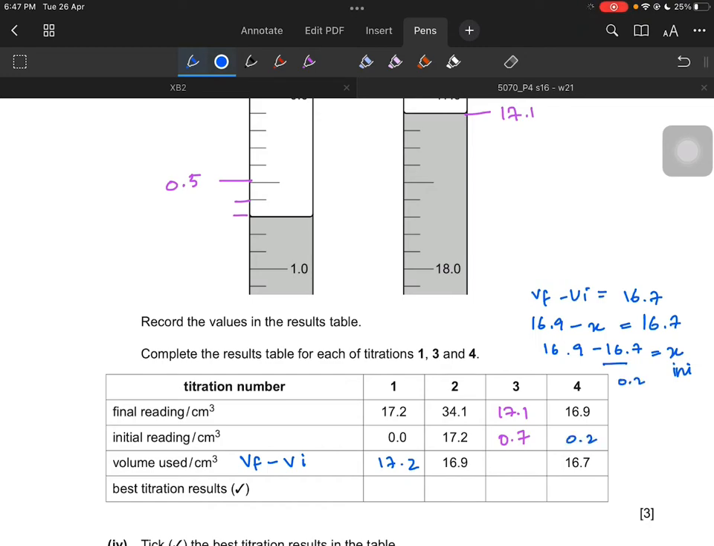What about the volume used in titration 3? It is obviously 17.1 minus 0.7. Now if we do that on a calculator, we're going to get 16.4.